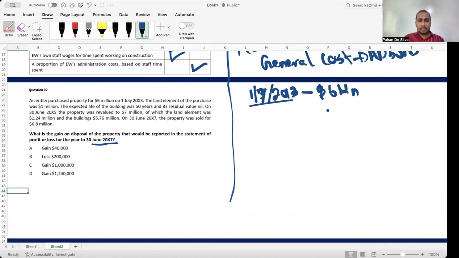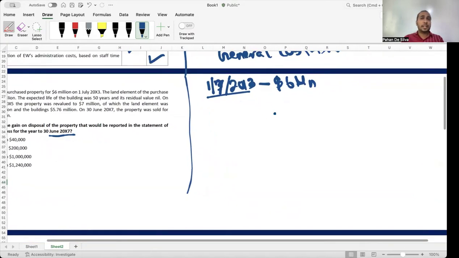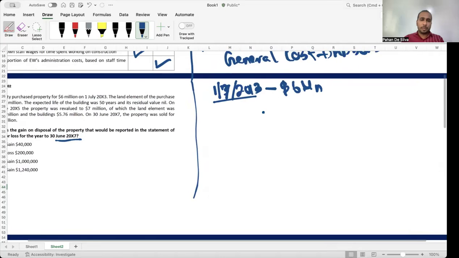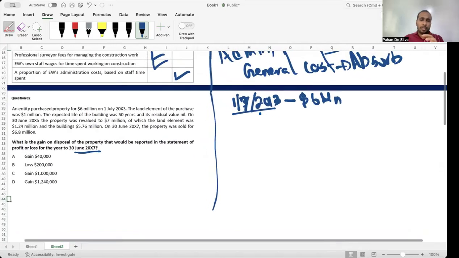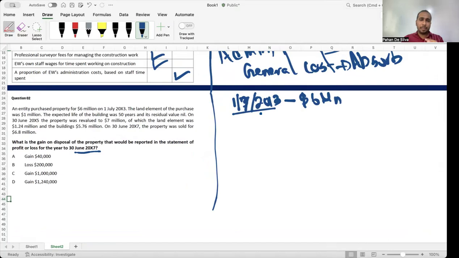$6 million. But within this property, there are two elements: one is land and the other is building. We have to separate these elements, because whenever possible in a property, we have to separate the land element from the building element. The reason is land is a non-depreciable asset, whereas the building is a depreciable asset. Therefore, in order to continue with the depreciation, we have to differentiate building from the land.